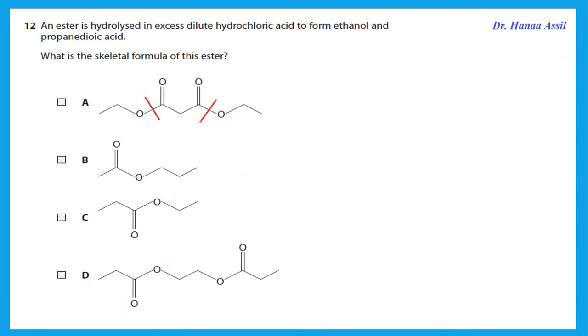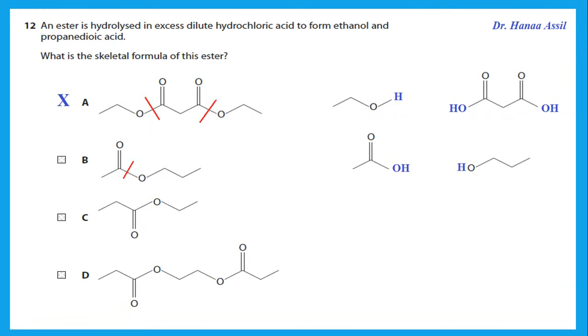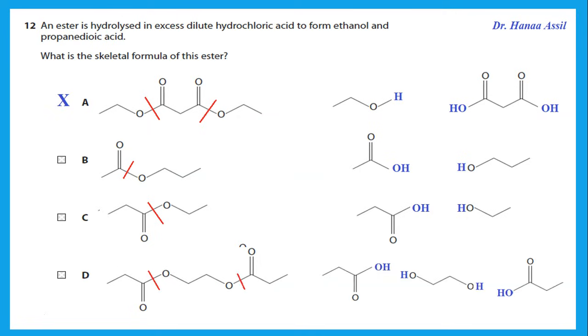So these are the ester linkages that we should break up, and when we break it up, this actually gives ethanol and propane dioic acid. Now the others will not. This one, if we break it, is ethanoic acid plus ethanol. This one would give propanoic acid. This one also gives the wrong answer. So A is my answer.